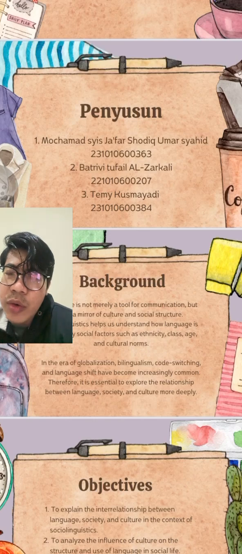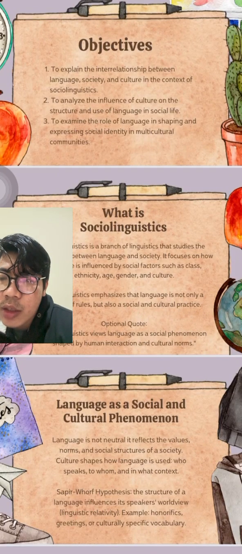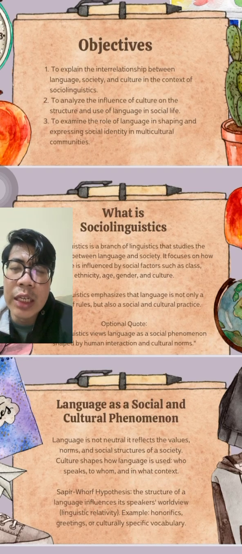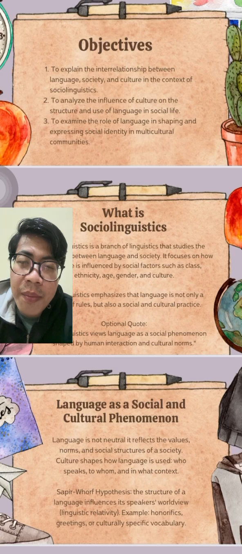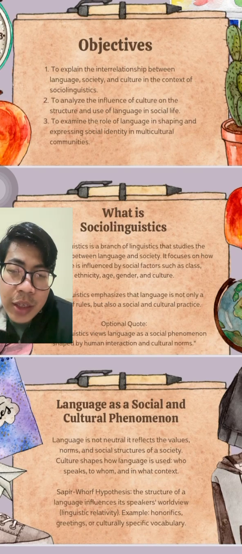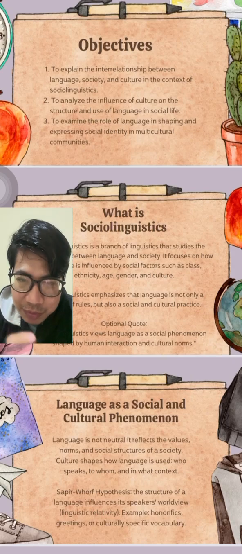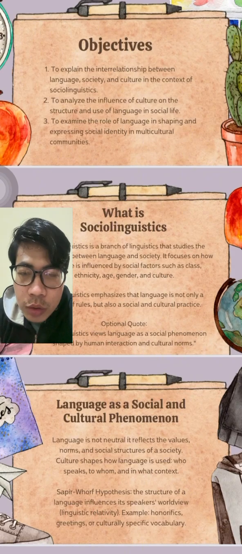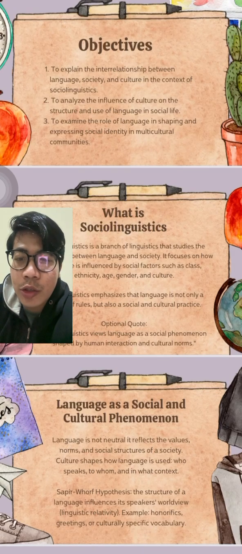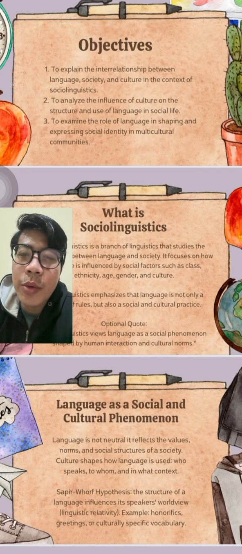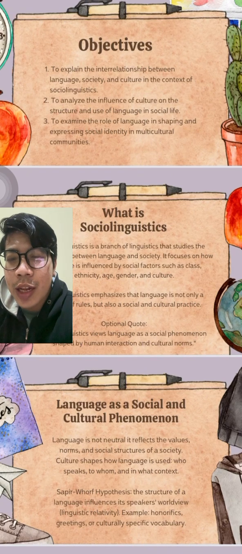And what is sociolinguistics? Sociolinguistics is a branch of linguistics that studies the relationship between language and society. It focuses on how language is influenced by social factors such as class, identity, age, gender, and culture. Yes, that's correct. It's not just that you are living in different countries or villages, but you're living in different classes, genders, and ages, and they have their own language. So we need to understand what they are talking about. We are social linguists; we just socialize day by day, meeting them every single day.